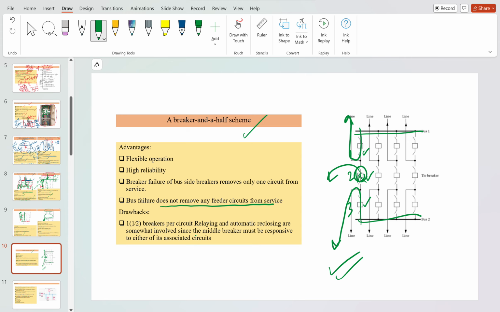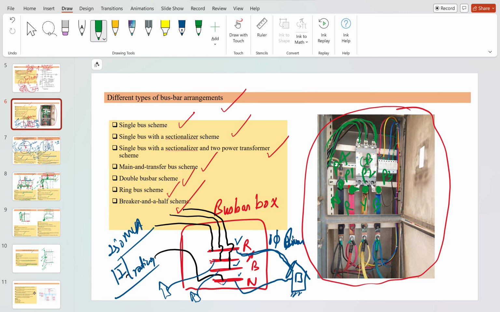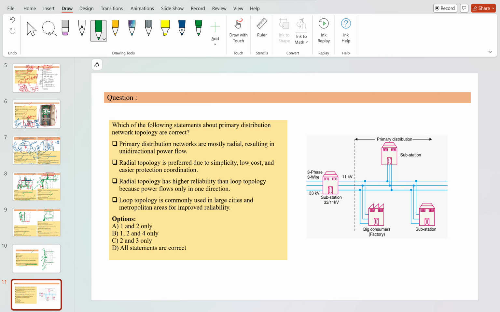Here it is written that since the middle breaker must be responsible for either of the associated circuits, it can make, and after closing it, you can transfer the power to this line or this line as well for the different paths. Okay. So these are all the bus bar arrangements. You just have to read it once so you can get clarity on the advantages and disadvantages of the different schemes I have explained.